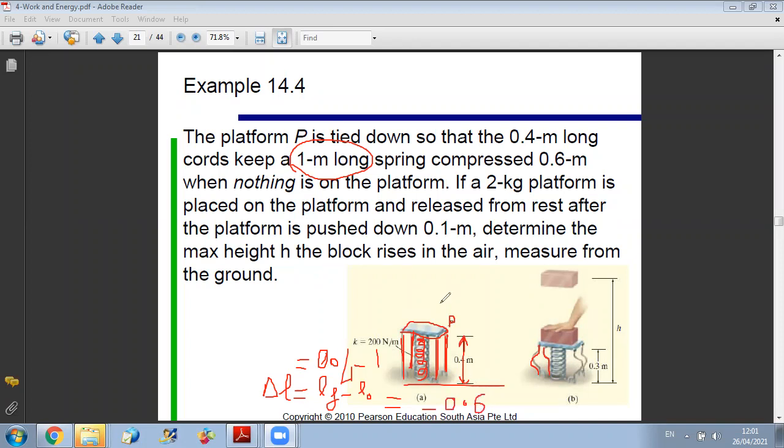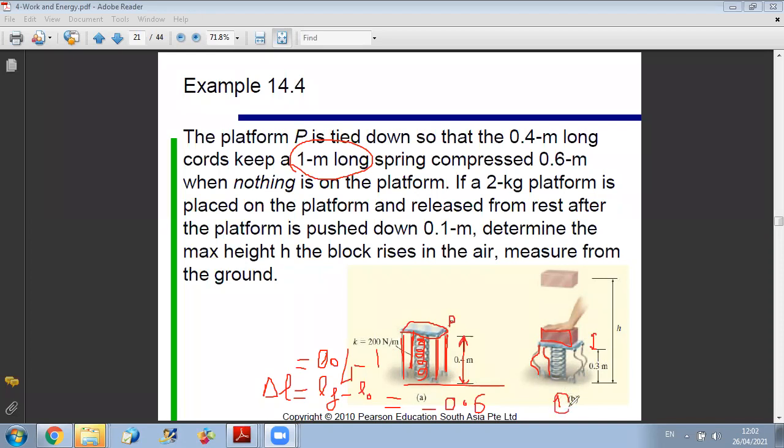Okay. Now this was the zero state. We haven't done anything yet. We have considered a box. We put the box on the plate. Then we push with our hands the box 0.1 meters down. So this is my initial state. Okay, this is state 1.